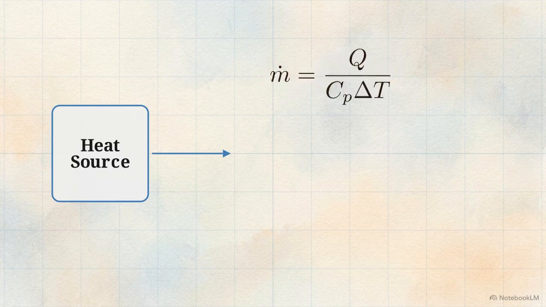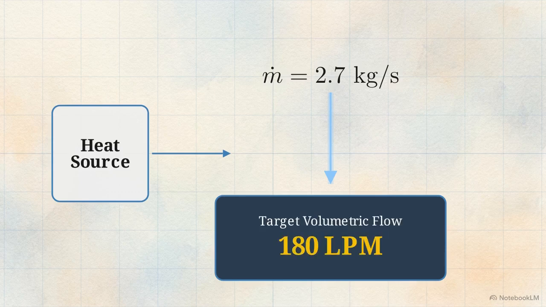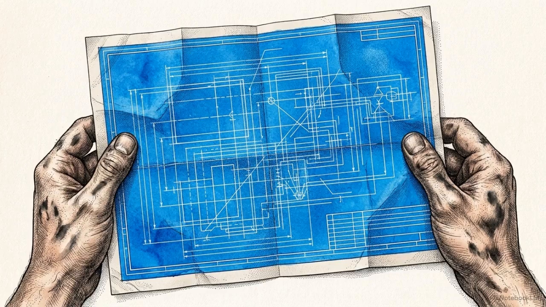Executing this calculation yields our required mass flow rate. When we convert that to volumetric flow, we get a hard requirement of approximately 180 liters per minute. That 180 liters per minute is not a design choice. It is an unavoidable physical consequence of our initial heat load interacting with the properties of our fluid.